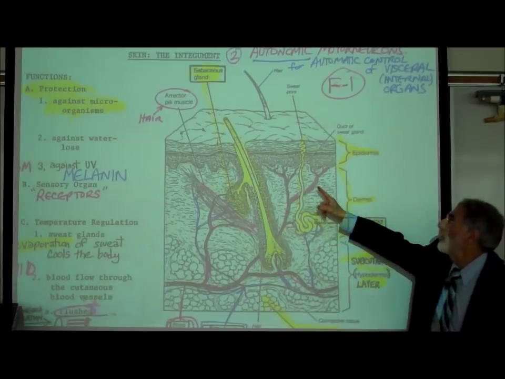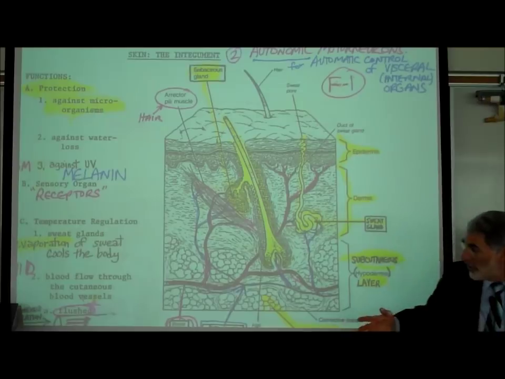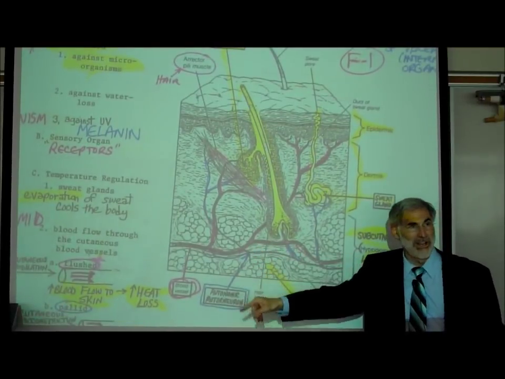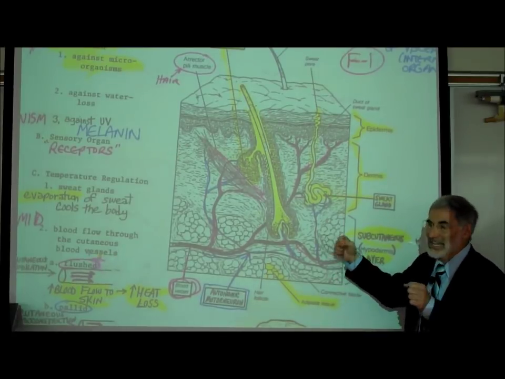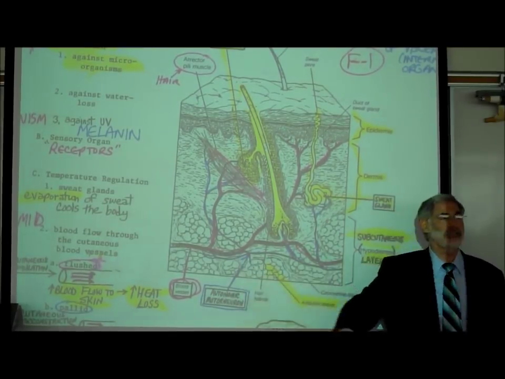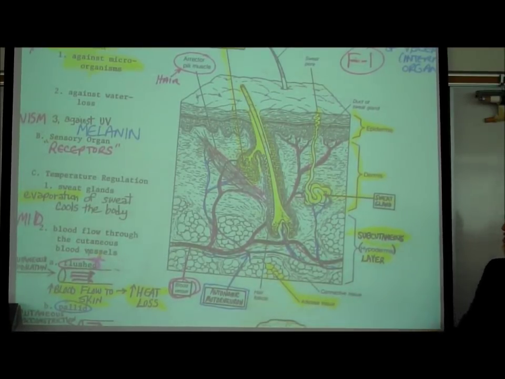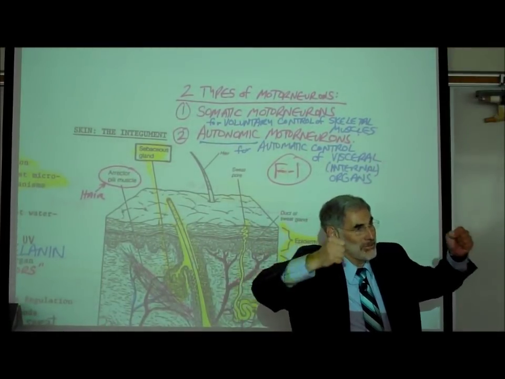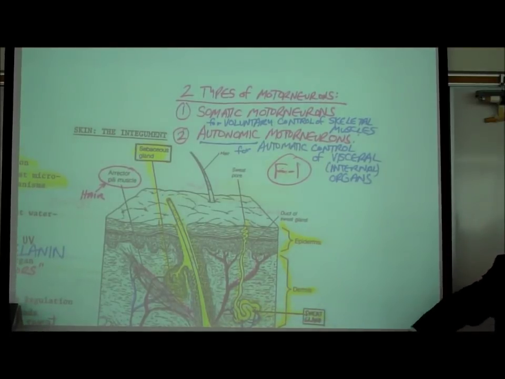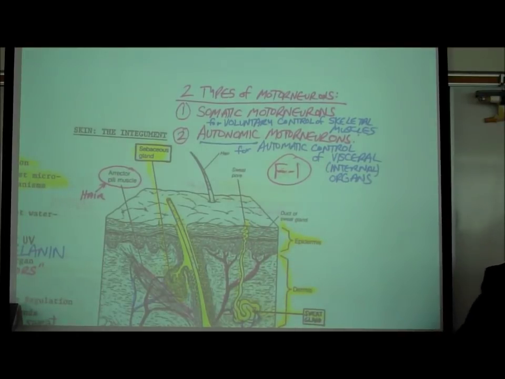Same thing with this oil or sebaceous gland, it is controlled by the autonomic motor neuron. And also these cutaneous blood vessels. When you get overheated, those vessels dilate in your skin. When you're too cold, they constrict. This is automatically controlled by autonomic motor neurons. So the somatic motor neurons allow voluntary control of our skeletal muscles, the muscles attached to our bones that allow us to move. And autonomic, kind of sounds like automatic, motor neurons automatically control our internal organs.